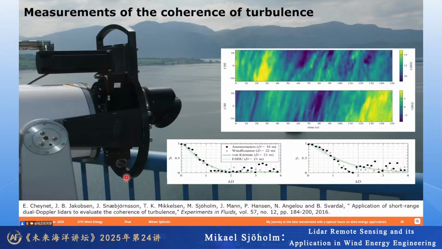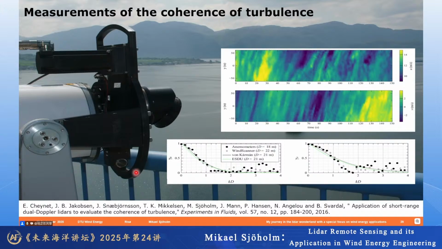And another application is, of course, the coherence of the turbulence. That's important for all kinds of structures. In this case, we studied it on a bridge. It's important to know if the wind you are measuring at 1 point also hits the other points of the bridge in a coherent way, so it can start some kind of vibrations of the bridge, for instance.